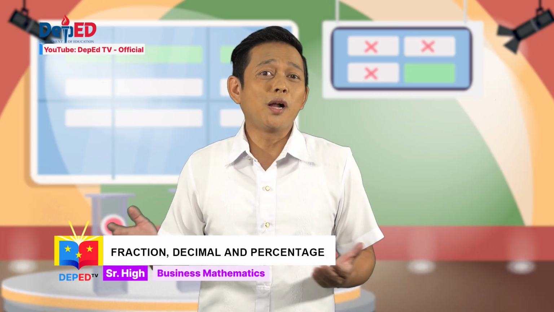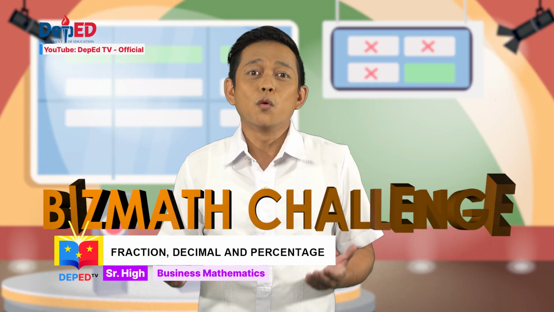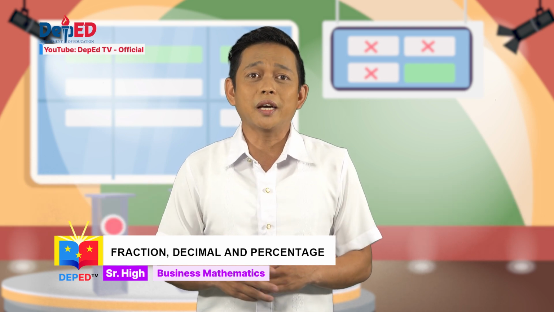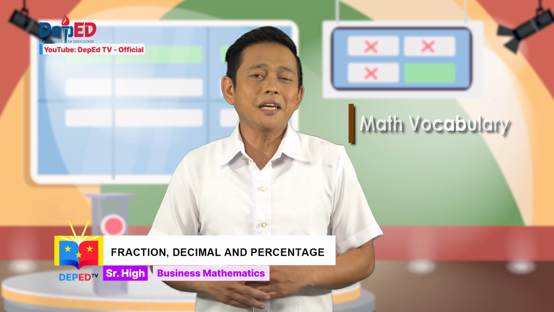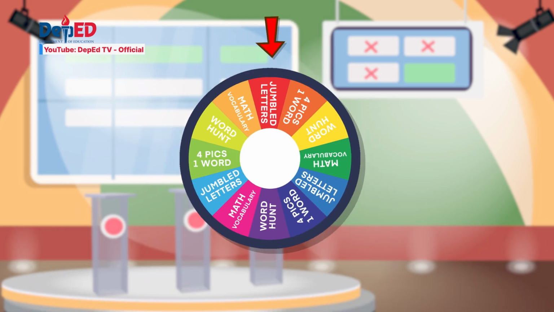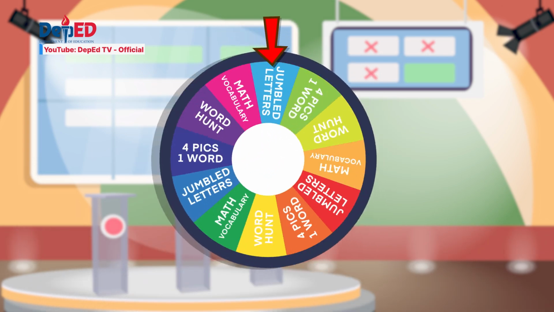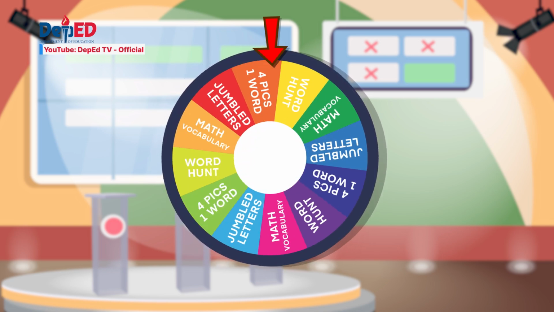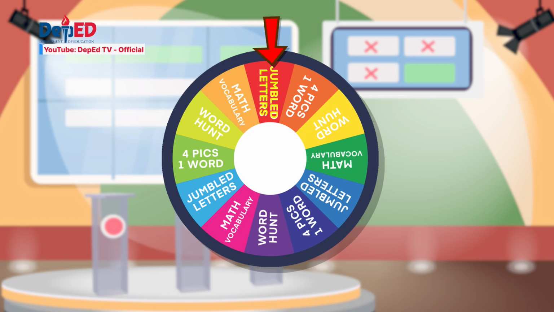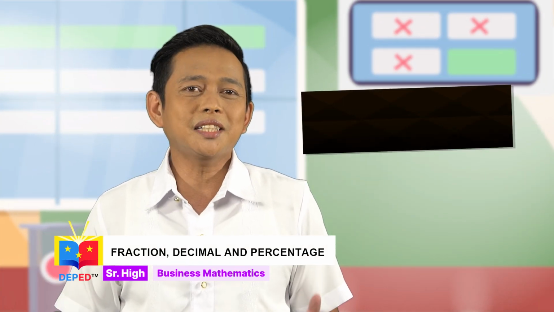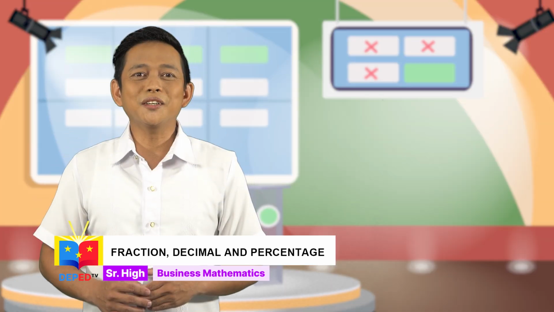Hi everyone, welcome to Biz Math Challenge, wherein in every episode, we will randomly choose a category to identify and unlock vocabularies used in business mathematics. And for today's episode, Randomizer, select a category. Thank you. And our category for today is jumbled letters. Jumbled letters set number 1.